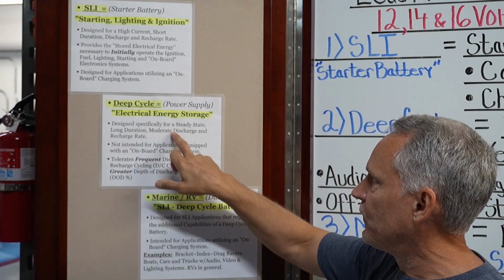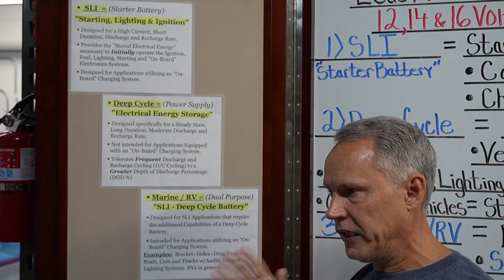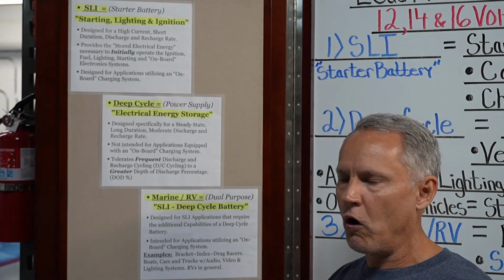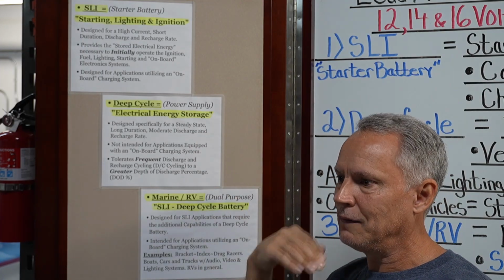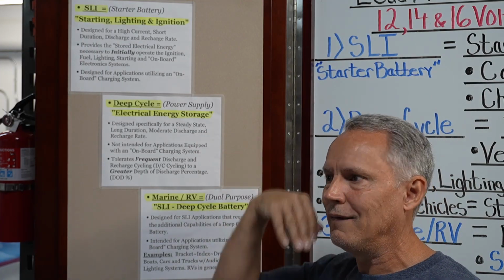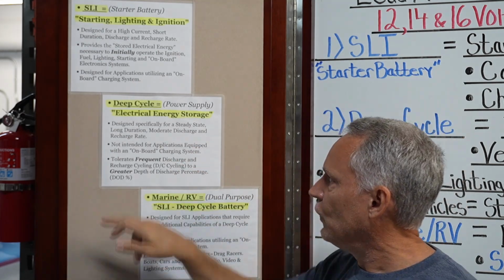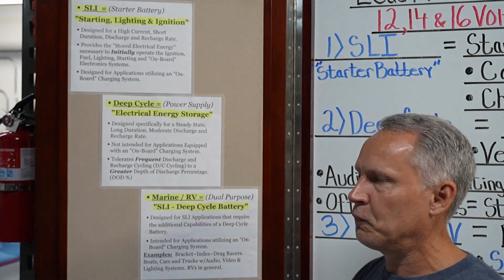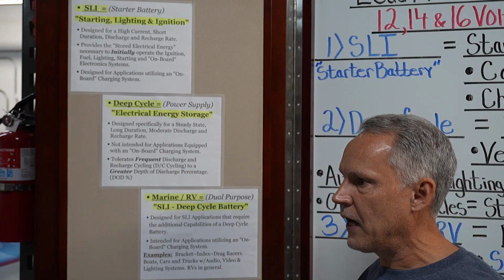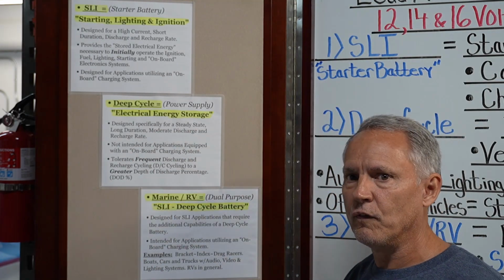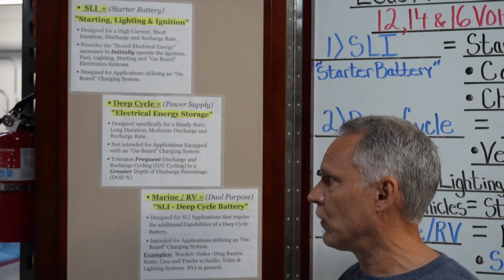So designed specifically for a steady state, continuous, long duration for a long period of time, moderate discharge, not a high amperage value, but a fairly high, though not like a starter motor high, discharge and recharge rate. Not intended for applications equipped with an onboard charging system. Not designed for a vehicle to be used as a starter or an SLI battery. Not designed for vehicles that have an alternator or a generator. It's not designed for that.